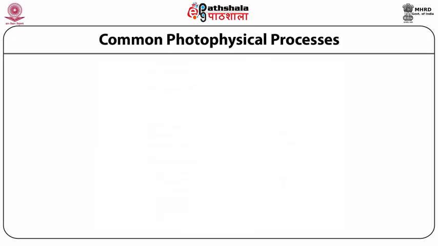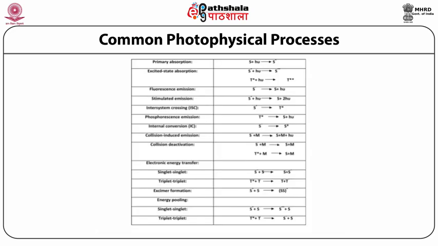Common photophysical processes are the primary absorption, where we excite with light of energy h nu and the electron goes from a state S to state S star, and when it is in S star, the excited state absorption, S star plus h nu, will take the electron to the next excited state, which is S double star.